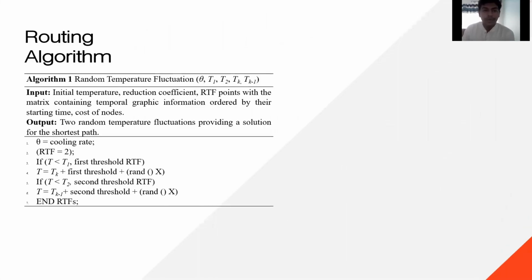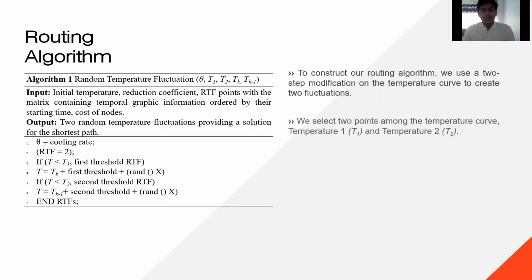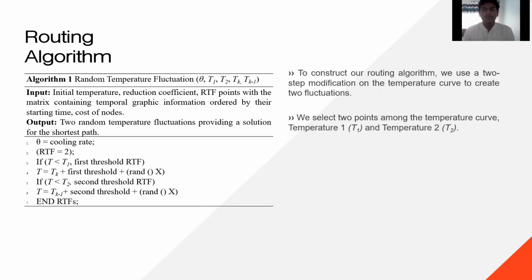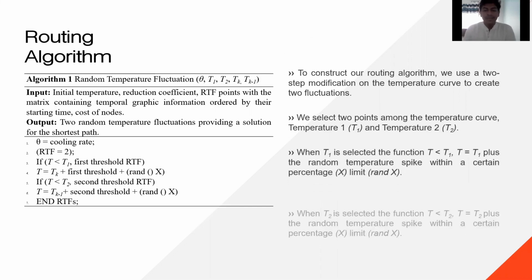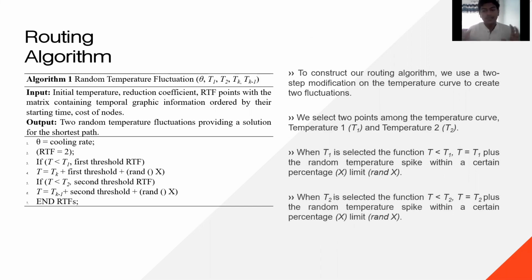Now moving on to the routing algorithm. To construct the routing algorithm, we use a two-step modification on the temperature curve to create two fluctuations. And we select 2 points among the temperature curve, that is T1 and T2 respectively. Here you can see T1 is selected according to a given parameter, and also for T2, where I said earlier, it should lie within a certain range. The temperature fluctuation should be within a certain range, and that is what is being expressed here.